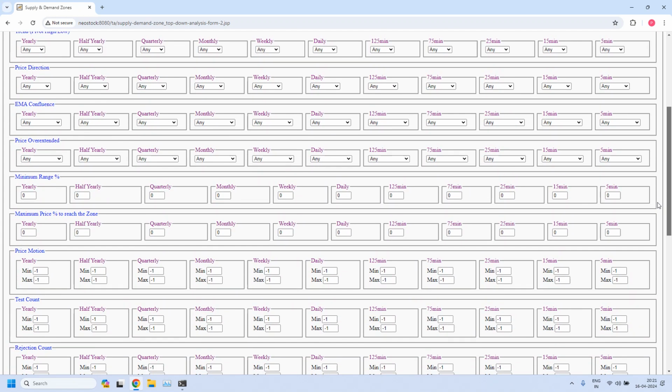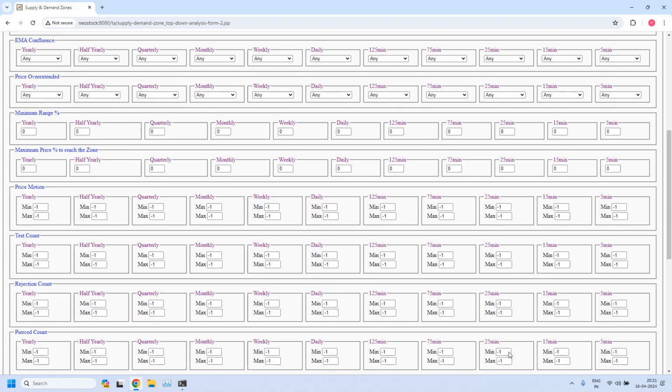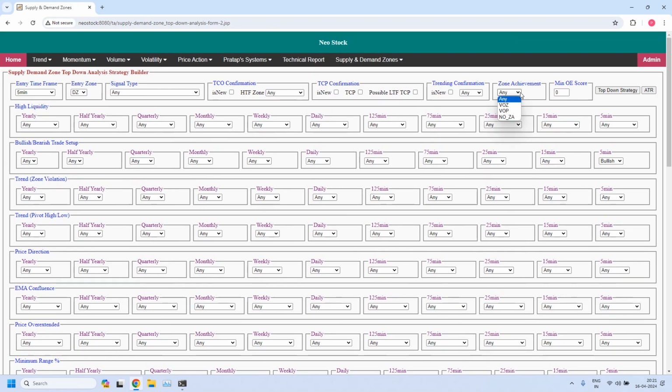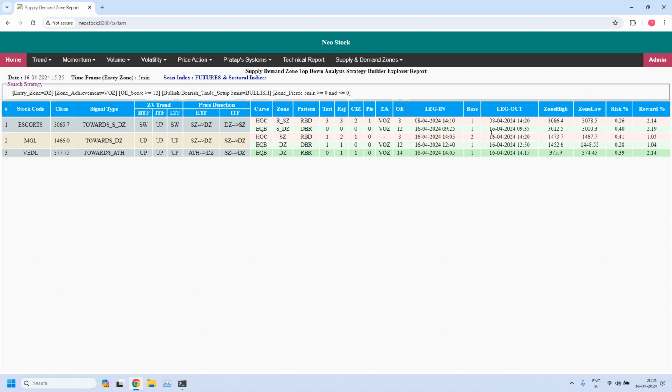One is the P-host count, which should be 0. This time I am setting the P-host count for the 5 minutes time frame because it is the entry time frame. So minimum value 0, maximum value 0 indicates the 5 minutes P-host count should be 0. Next, zone achievement we are setting for VOZ, violated opposing zone, for the 5 minutes time frame. And your 5 minutes demand zone odd enhancer score should be 12. Now let us filter the stocks. 3 stocks are filtered. Currently only these 3 stocks are supporting the bullish trade setup.